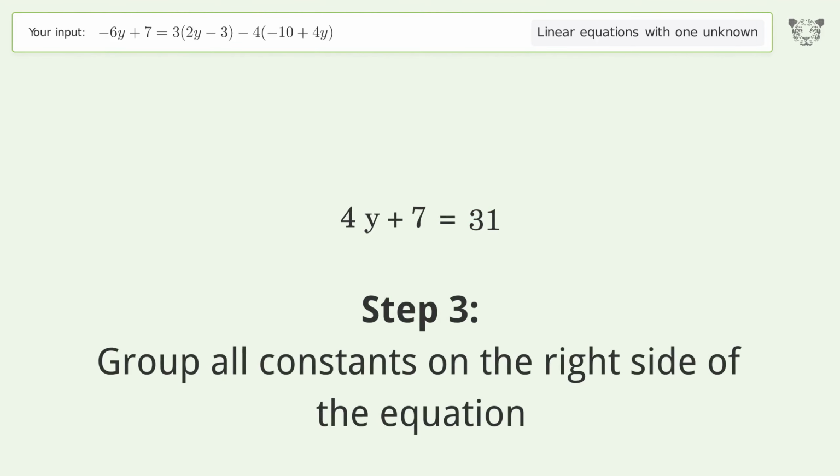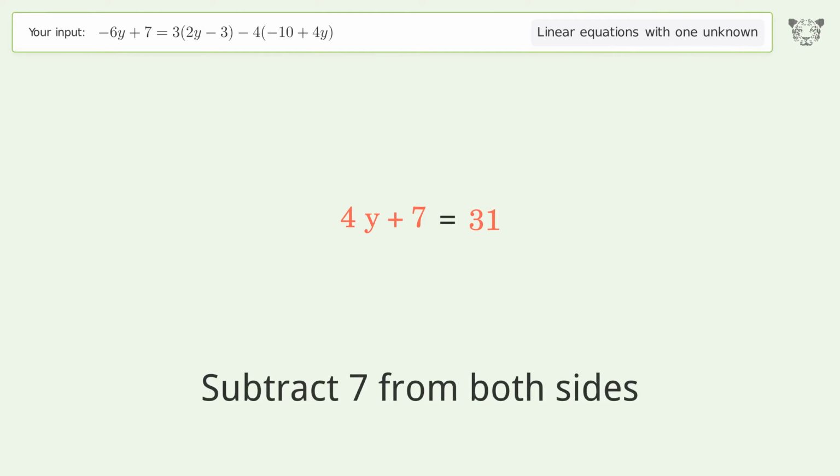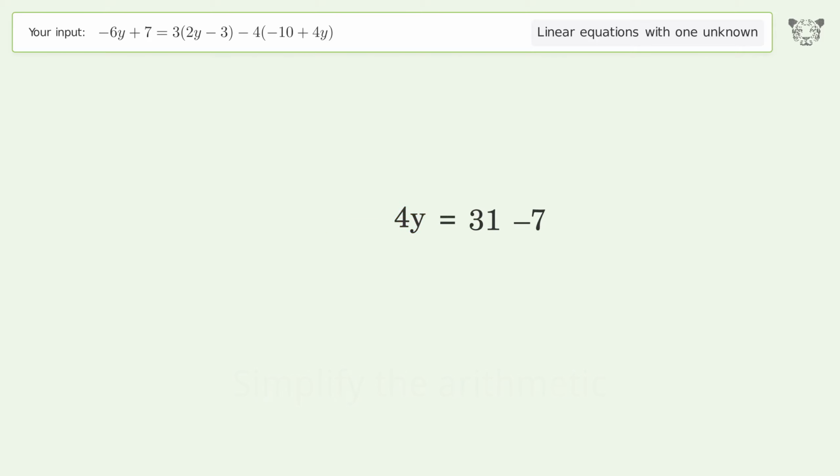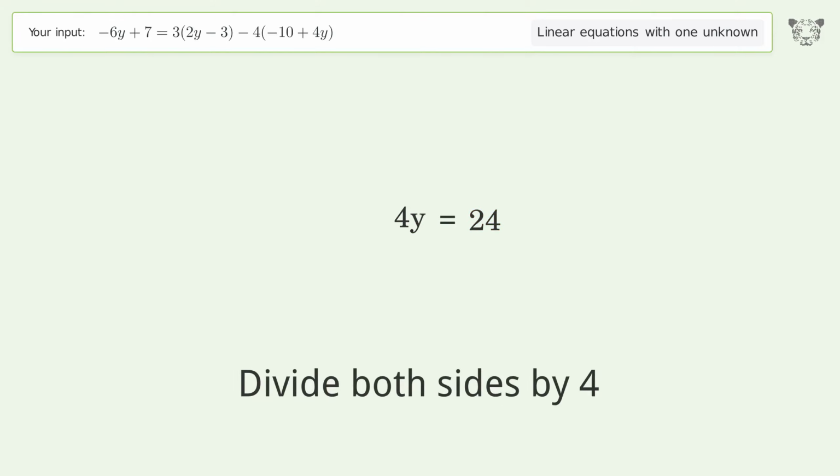Group all constants on the right side of the equation. Subtract 7 from both sides. Simplify the arithmetic. Isolate the y. Divide both sides by 4.